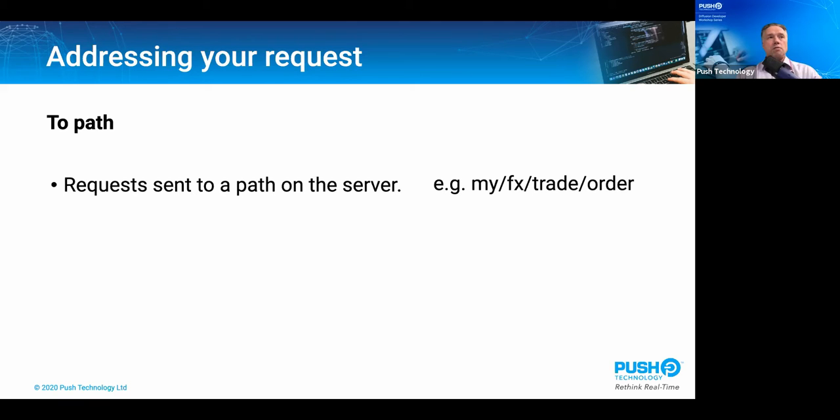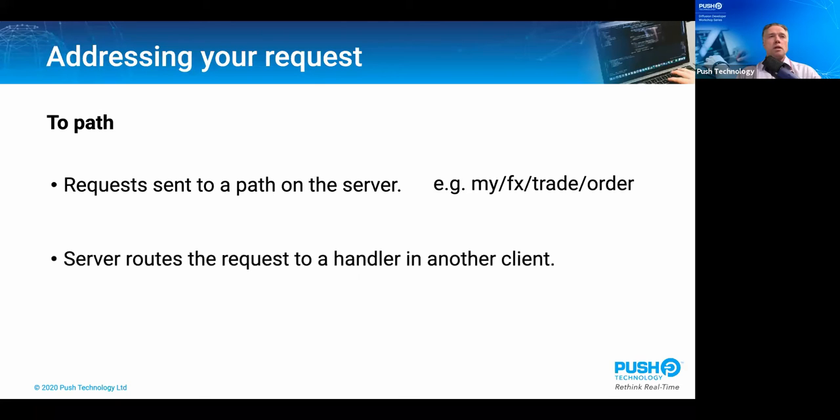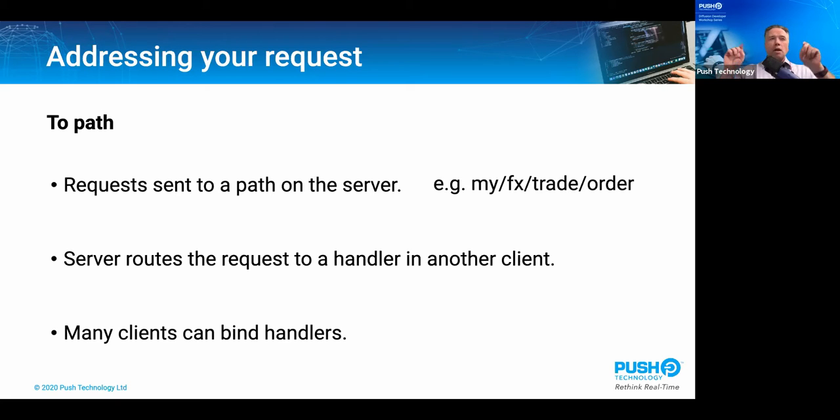Once the server has received the request, it routes it to another client, which has previously bound a handler to that path, permission allowing, to handle incoming requests. Many clients can bind handlers at a path, and the load of requests is balanced across the handlers. This is a great way of hosting and locating a service, the sort of thing we might do with REST, and we'll cover shortly the advantages of messaging. Permission allowing, any session, even ones running client-side, can bind handlers to a path. More flexibility makes for more use cases.